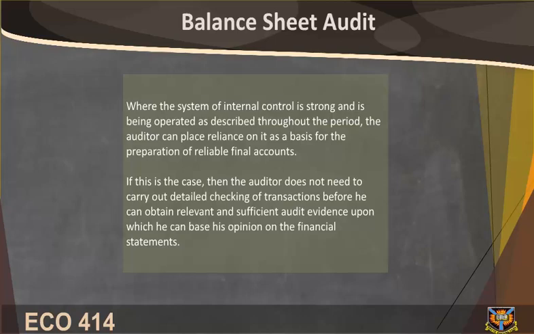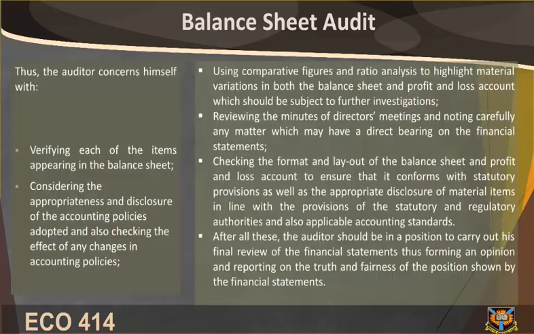Where the system of internal control is strong and is being operated as described throughout the period, the auditor can place reliance on it as a basis for the preparation of reliable final accounts. If this is the case, then the auditor does not need to carry out detailed checking of transactions before he can obtain relevant and sufficient audit evidence upon which he can base his opinion on the financial statements.